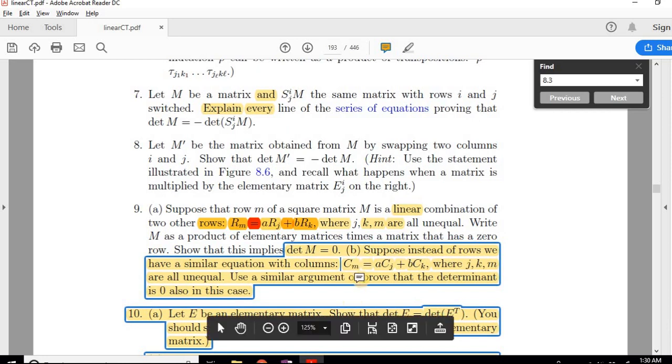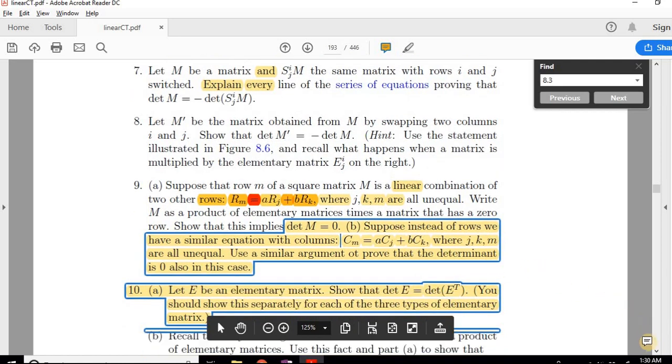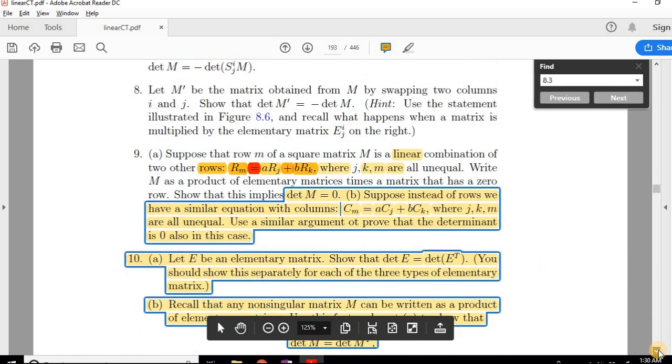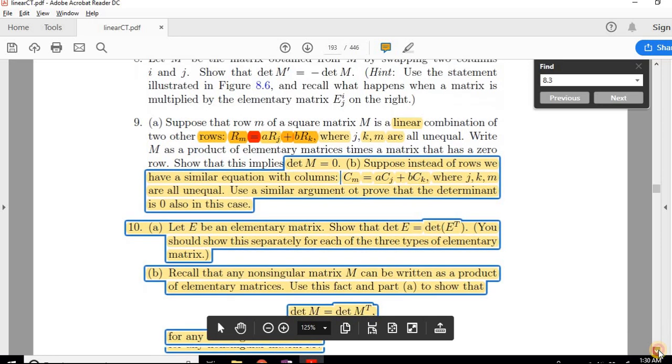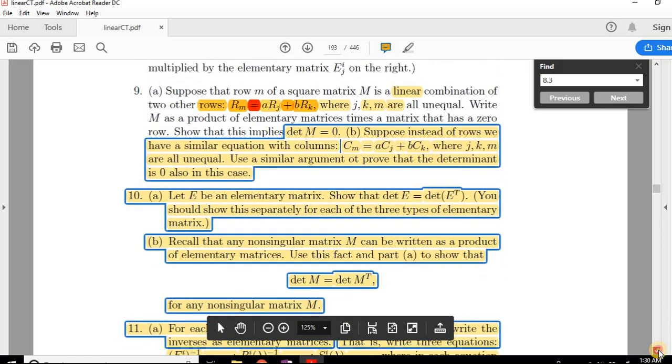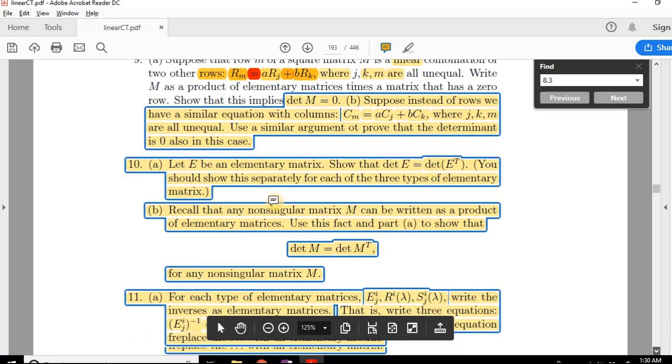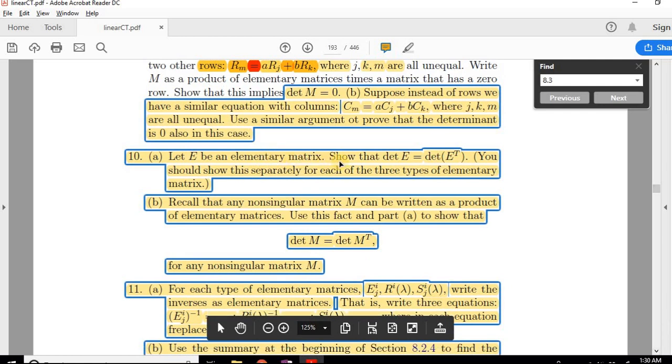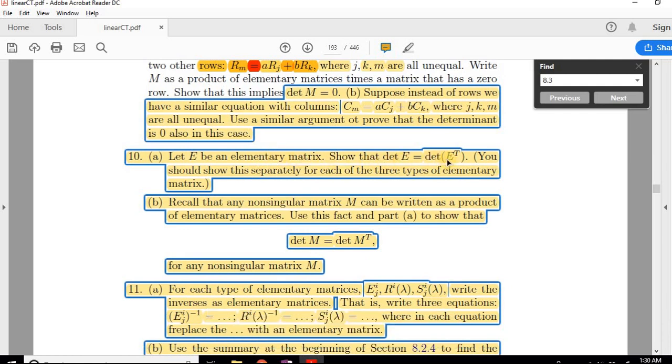Okay, so let me go down to the next one. So you're getting a lot of practice with elementary matrices here. Our next one, let E be an elementary matrix. Show that the determinant of E is equal to the determinant of E transpose.